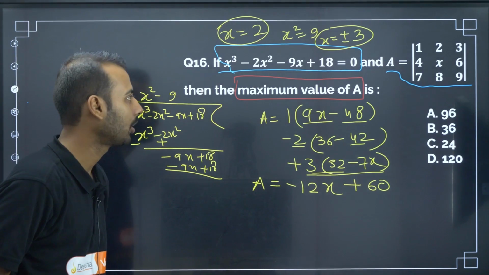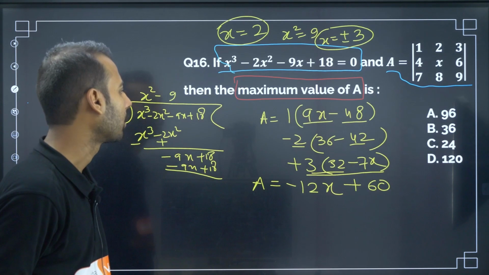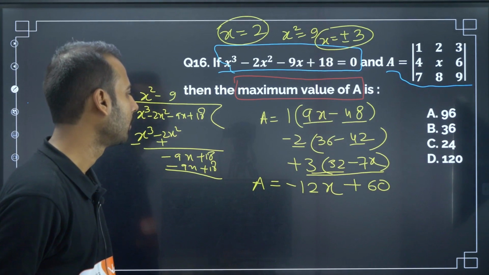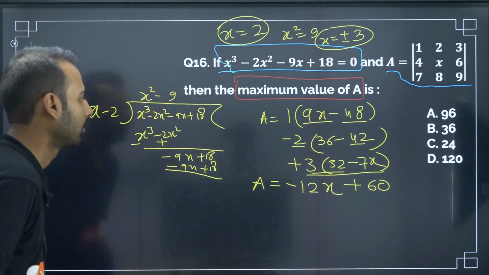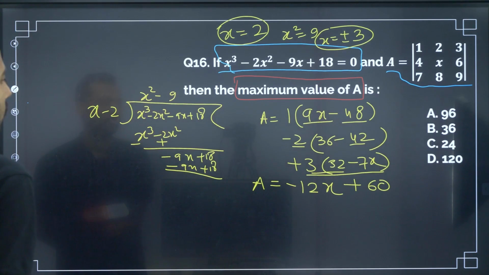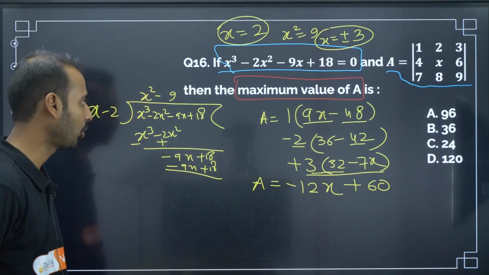Just the calculation part I am leaving to you. 6 8s are 48, okay, that is fine. Minus 2, 36 minus 6 is 42 plus 3, 32 minus 7x. Yes, everything is fine. So A is equal to minus 12x plus 60 you will get.